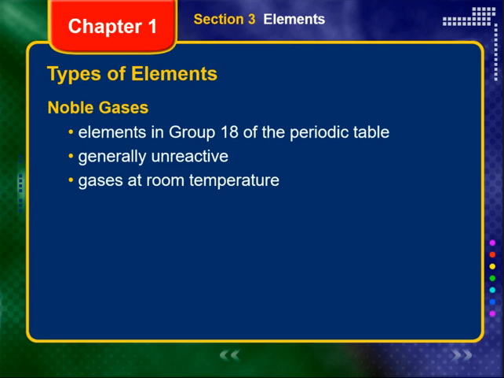Group 18 elements are gases at room temperature. Neon, argon, krypton, and xenon are all used in lighting. Helium is used in party balloons and weather balloons because it is less dense than air.